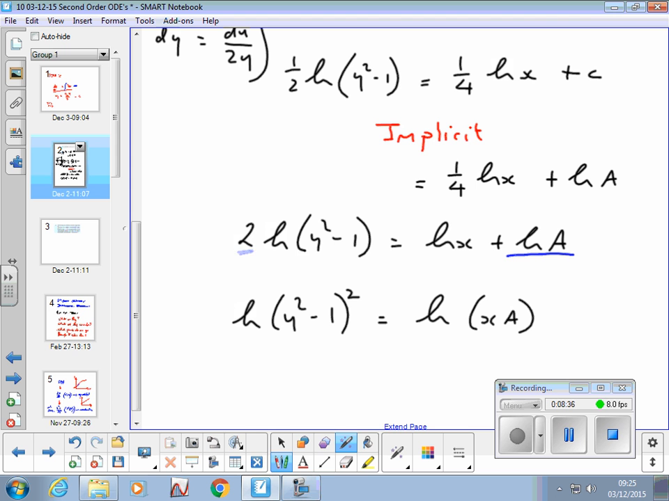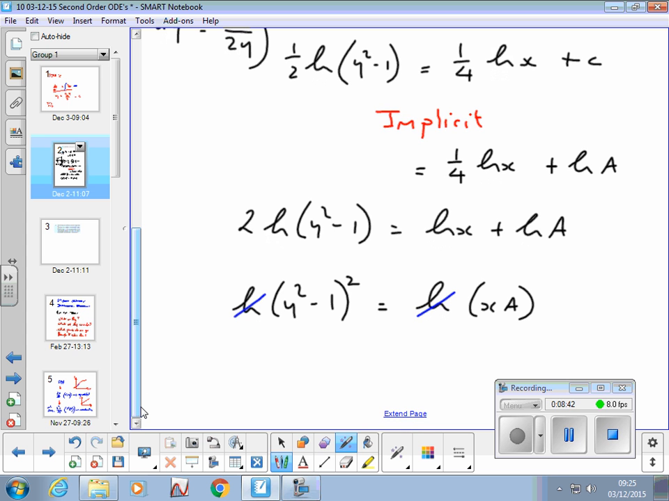So now I can just take e to the power of both sides, and that will get rid of this log, and I can say that y squared minus 1 squared equals xa. If the log of y squared minus 1 squared equals the log of xa, then y squared minus 1 squared equals xa. They're effectively gone.